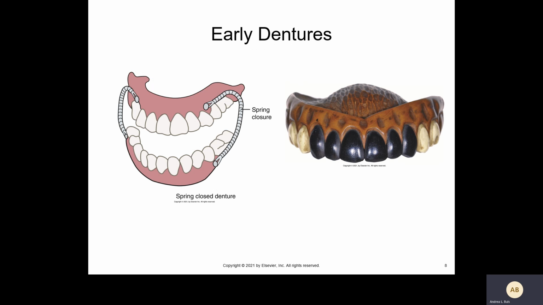Some of the early dentures, the spring closed denture is kind of interesting. This is what was often thought to be worn by George Washington. I can't imagine that these would be super comfortable, but this was our first attempt at dentures. And then the one on the right is a denture that was carved out of black and white ivory. So we've come a long way from then.